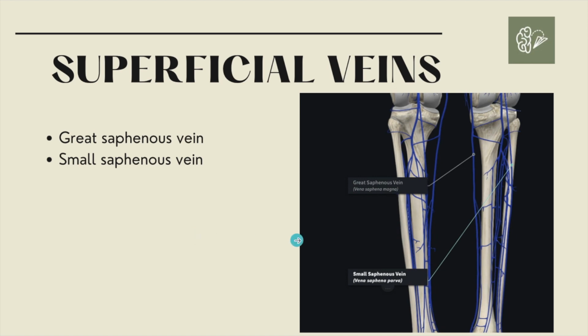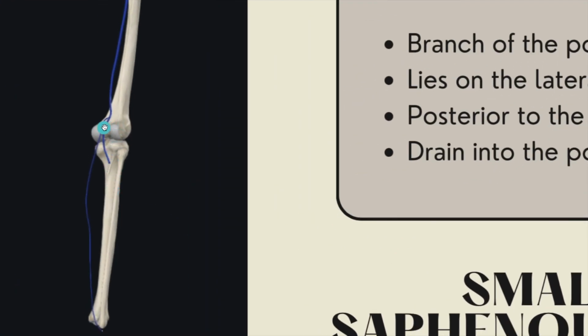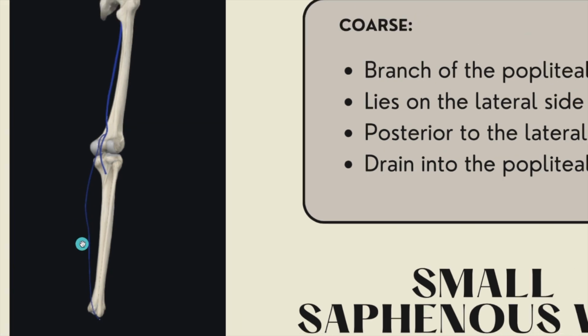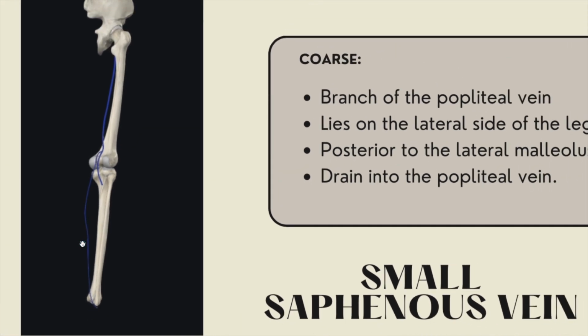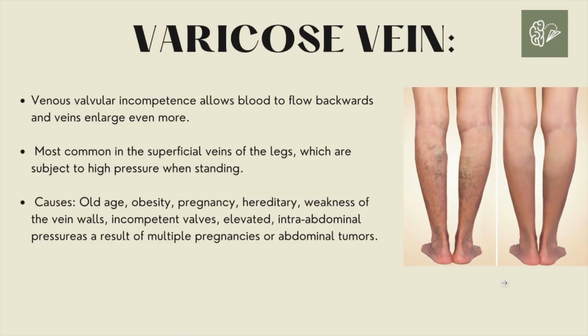Now, moving to the small saphenous vein, which is a branch of the popliteal vein. The small saphenous vein is the vein that lies right here, and contrary to the great saphenous vein, it lies on the lateral side of the leg. It's going to move posterior to the lateral malleolus of the fibula, and then it's going to drain into the popliteal vein, and then the popliteal vein will ultimately drain into the femoral vein.